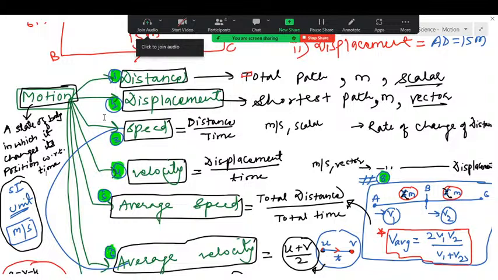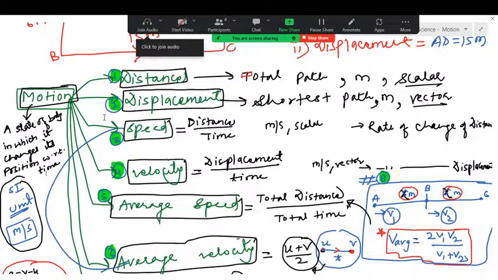What is speed? It is simply the ratio of distance over time, and it is simply rate of change of distance, you can call like that. Its unit is meter per second, and it is a scalar quantity. What is velocity? It is simply the rate of change of displacement. That means it is displacement over time. Its SI unit is meter per second, and it is a vector quantity. What is average speed? Average speed for anything, for any motion, is simply total distance over total time.